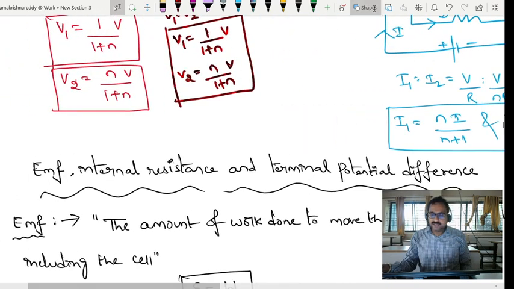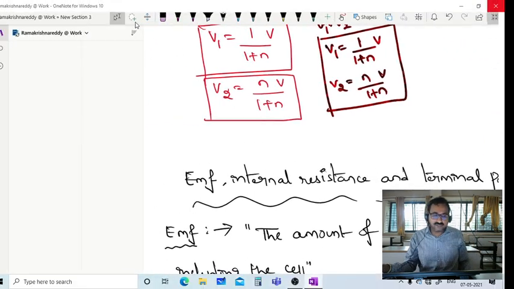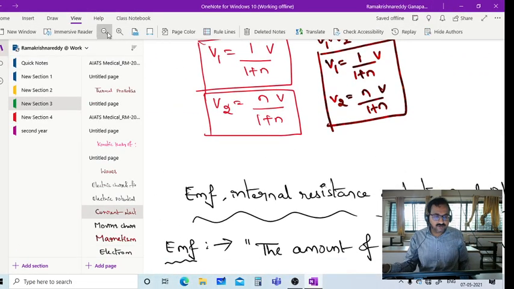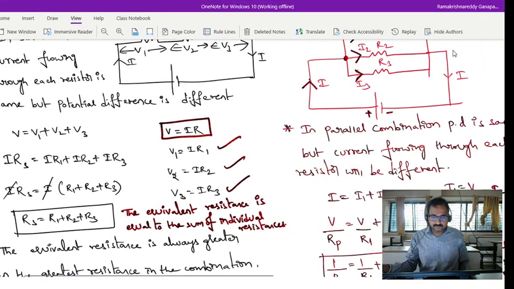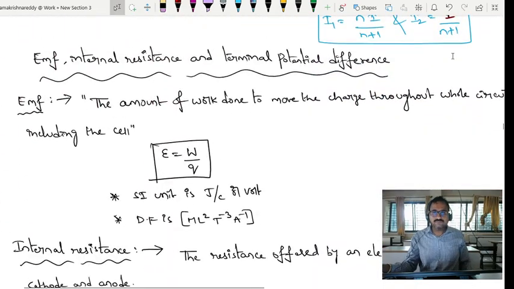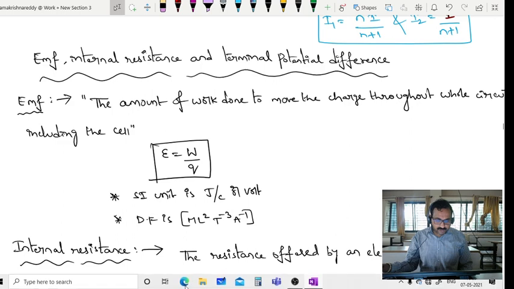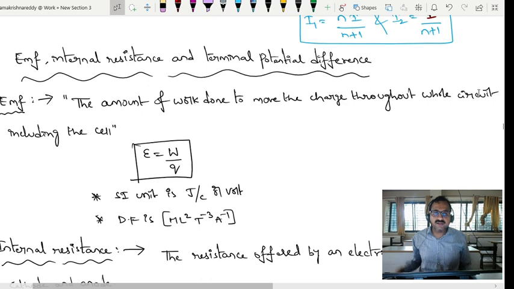Next, EMF, internal resistance, and as well as terminal potential difference. So this is the general concept in that. So see that one, all of you. What is EMF, internal resistance, and terminal potential difference? What is the EMF definition? The amount of work done to move the charge throughout the whole circuit, including the cell. That is called EMF.